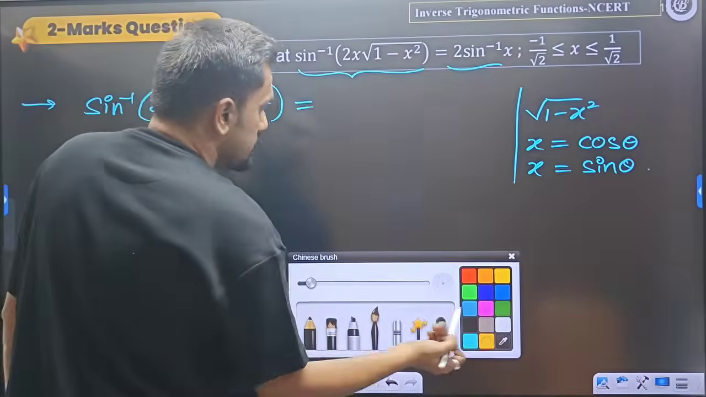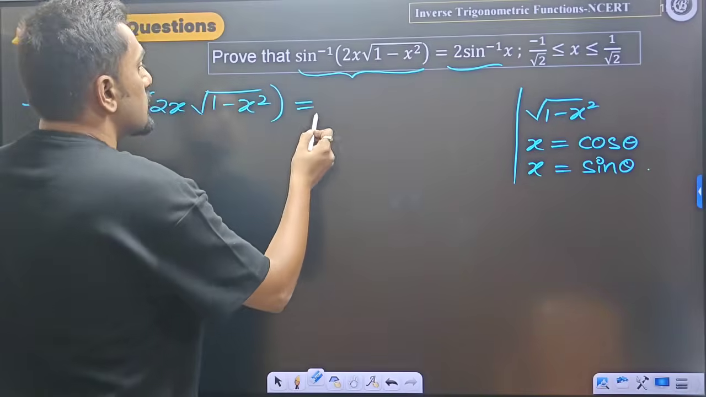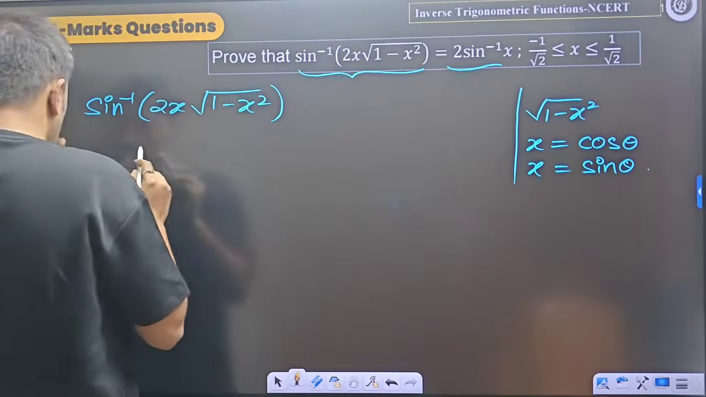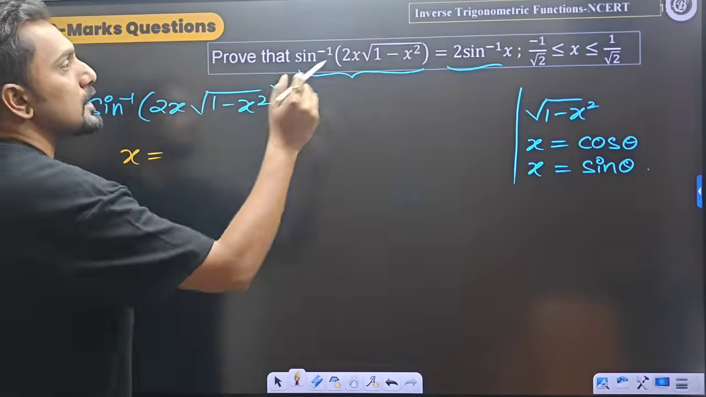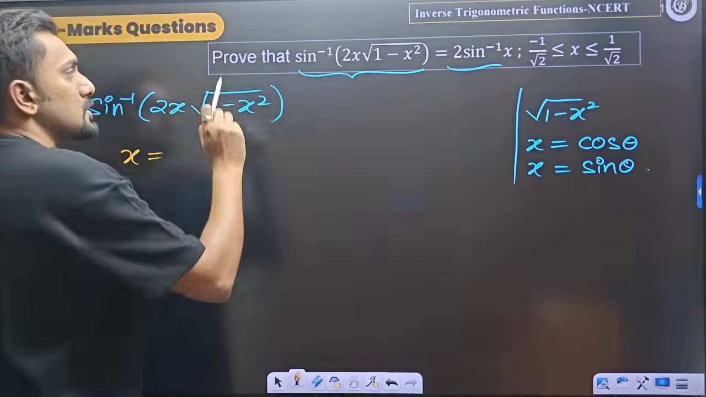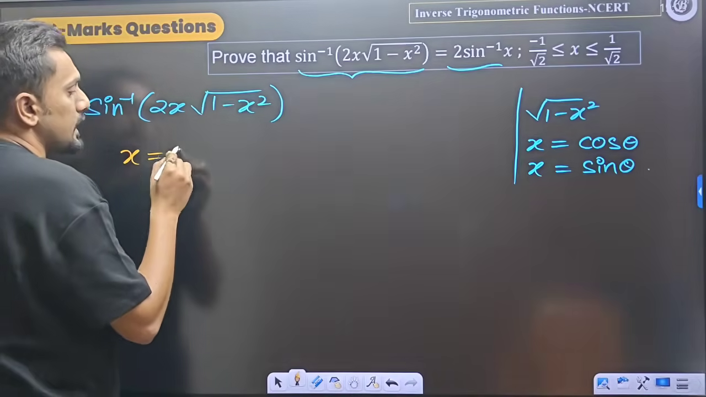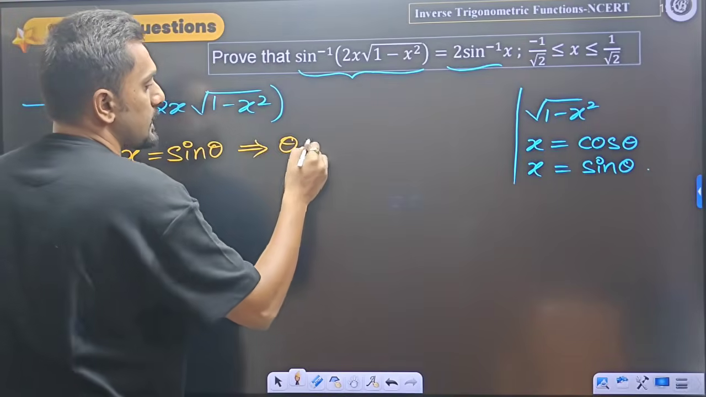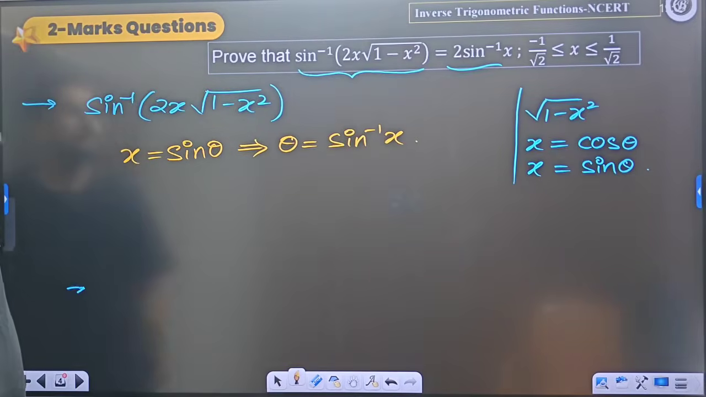So what I need to do is substitute x as, in the RHS part, he has given in terms of sin inverse. So I have to reduce this in terms of sin, right? So let me take x as sin theta. If you take x as sin theta, then that implies theta is equal to sin inverse x. Theta is equal to sin inverse x. So consider this.